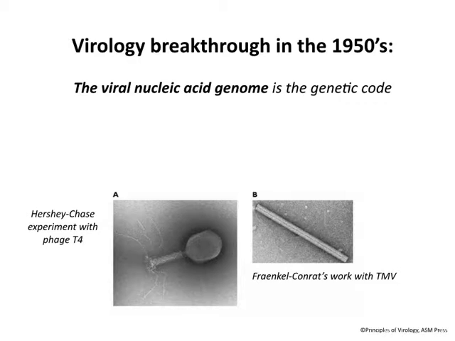In the 1950s, now you remember from our first discussion that viruses were discovered around the turn of the 20th century, late 1800s, 1900s. It took a long time before virologists figured out what the viral genome was like. And that happened in the 1950s when it was determined that the nucleic acid of the virus is the genetic code. So people thought for many years that it might be the protein, and there was a lot of debate, but finally in the 1950s they sorted it out. And there were two important experiments that led to this conclusion.